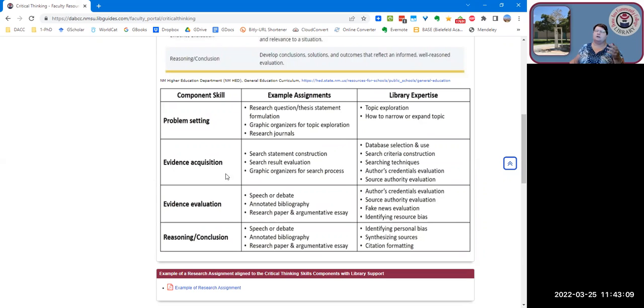If you are doing an assignment, like let's say you decided to do an annotated bibliography, that usually falls under evidence evaluation. It can also fall into acquisition, but it's mainly evaluation because the students are evaluating sources to put into their annotated bibliography. And we can provide tools to help evaluate the source and the author. We can talk about fake news, and we can help students identify resource bias.